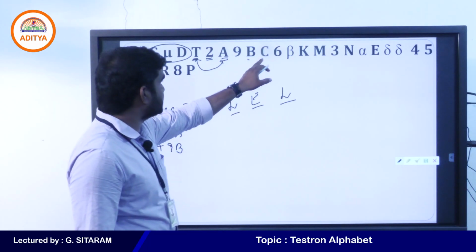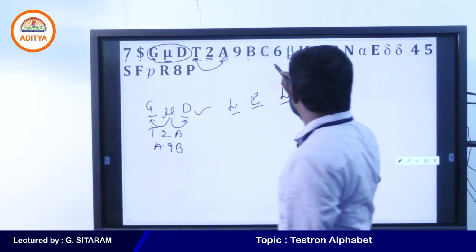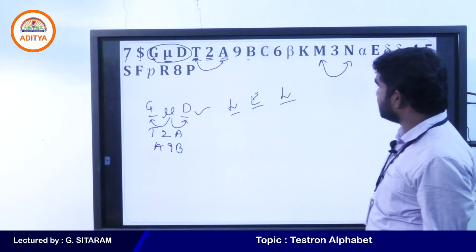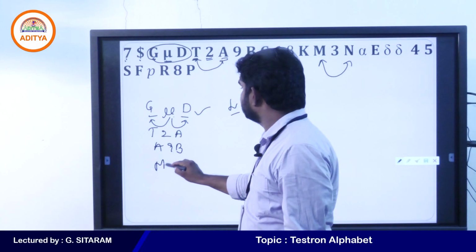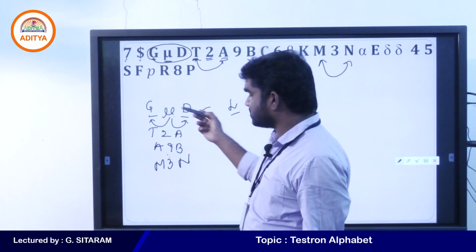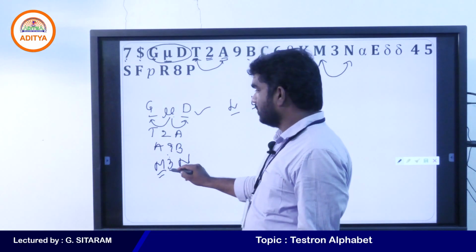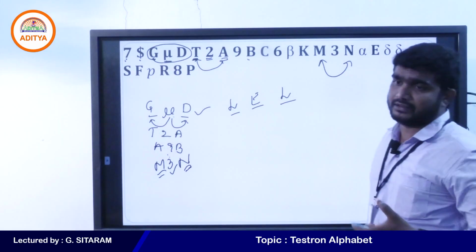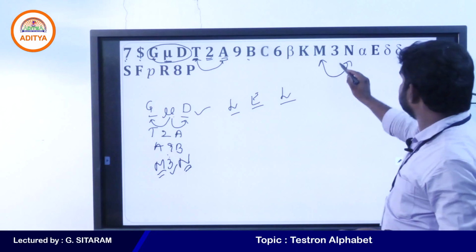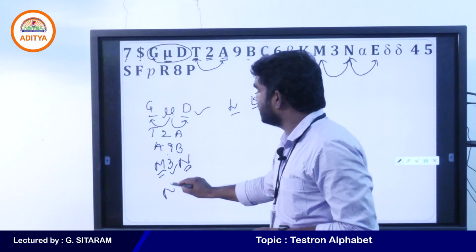Then BC you can't take it. C6, no, nothing. Then KM, M3N. Shall we take this pair? Okay, you can take it. M3N. Here element in the sense you can take numbers, symbols or anything. Here M is the letter and N is also the letter. In the middle of that you just have an element that is either a number, symbol or anything. M3N you can take it. N alpha E.